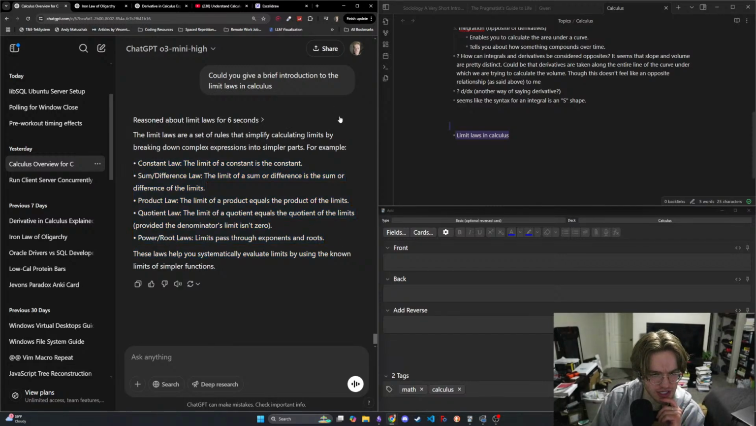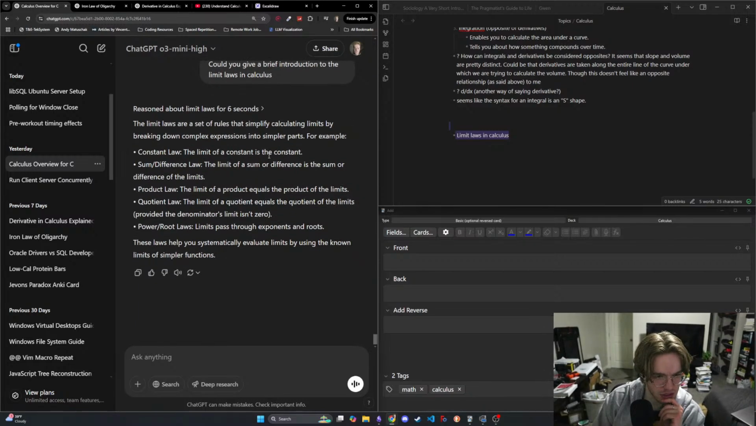Limit laws are a set of rules that simplify calculating limits by breaking down complex expressions into simpler parts. For example, constant law: the limit of a constant is the constant. Sum difference law: the limit of a sum or difference is the sum or difference of the limits. Product law: the limit of a product equals the product of the limits. Quotient law: the limit of a quotient equals the quotient of the limits. Power and root laws: the limits pass through exponents and roots.